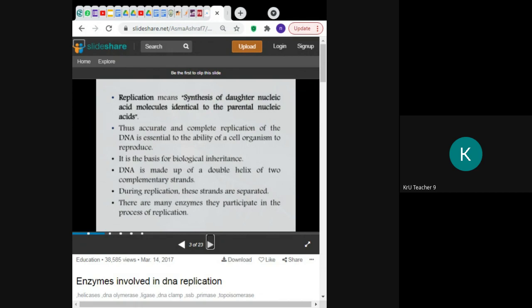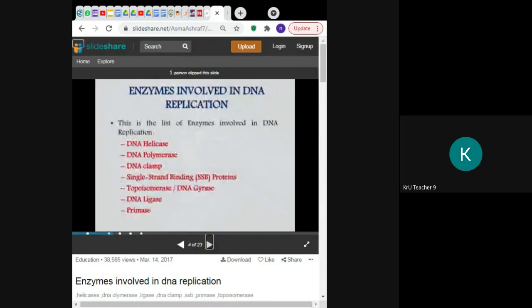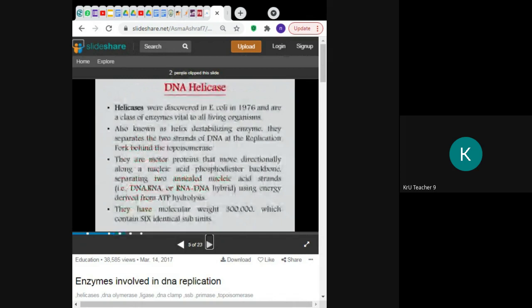They are DNA helicases, DNA polymerases, DNA clamp formers, single strand binding proteins, topoisomerase or DNA gyrase, DNA ligase, and DNA primase.